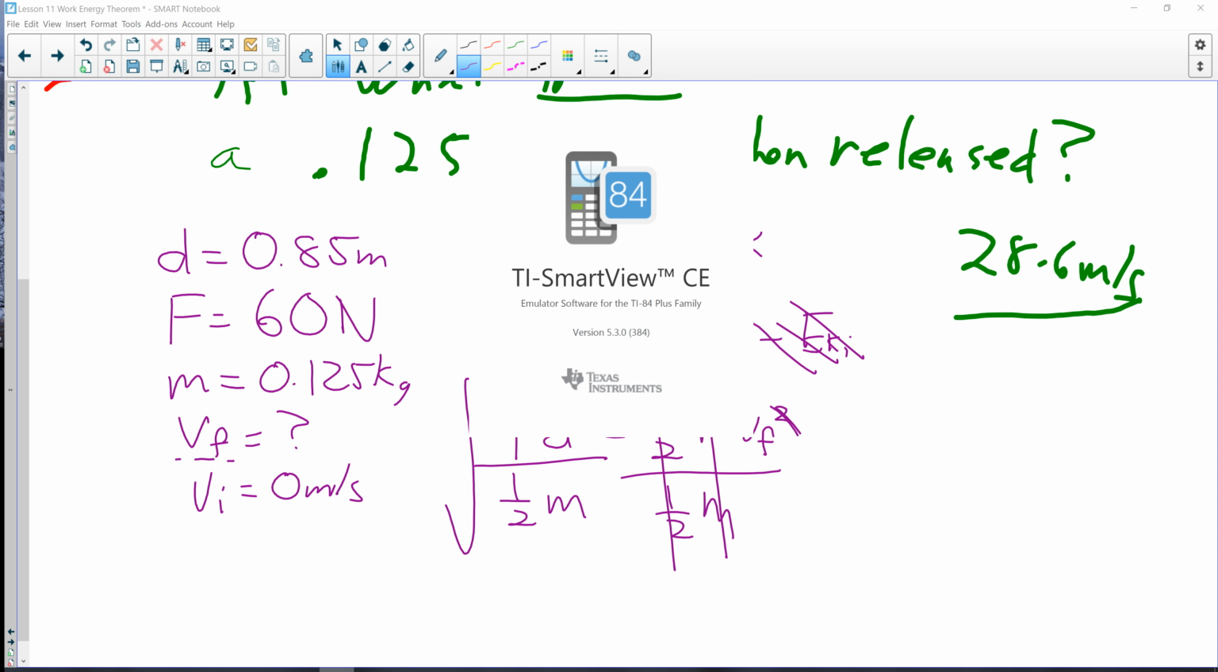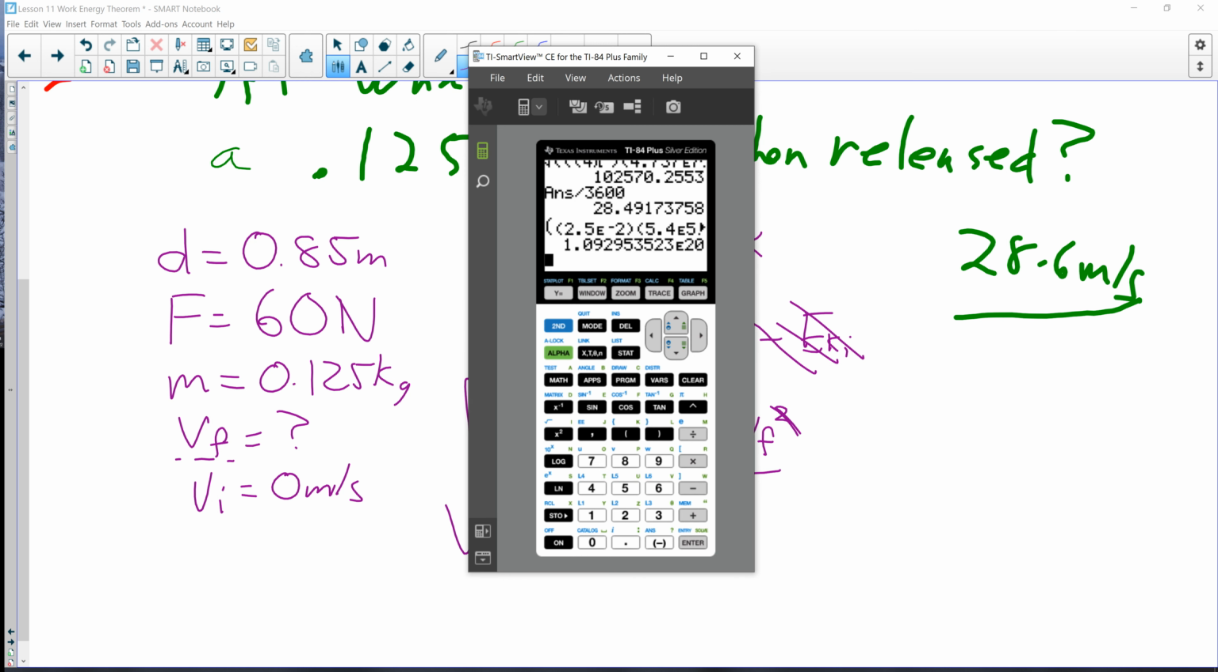Now some people like to do this all in one operation. I wouldn't suggest that. What I mean is, they say, okay, I'm going to take the square root of, and then I'm going to put brackets, and I'm going to do all this stuff. Inevitably, you mess up the brackets somewhere and you get the question wrong.